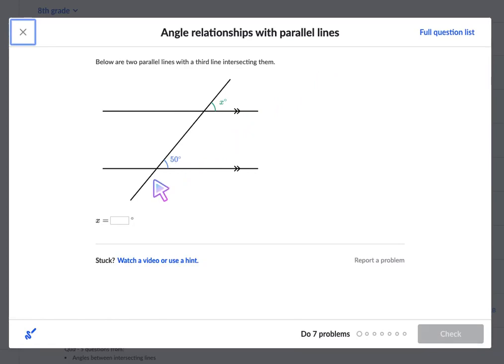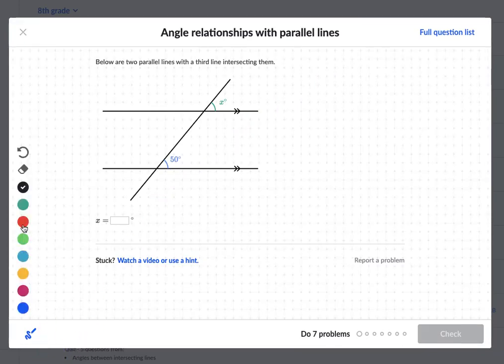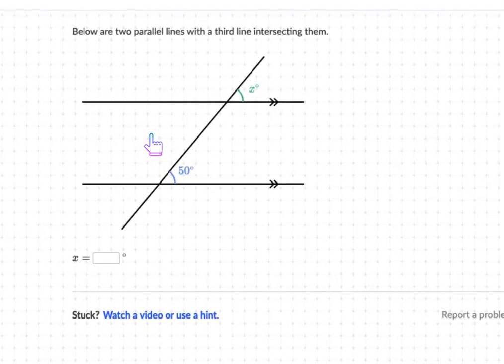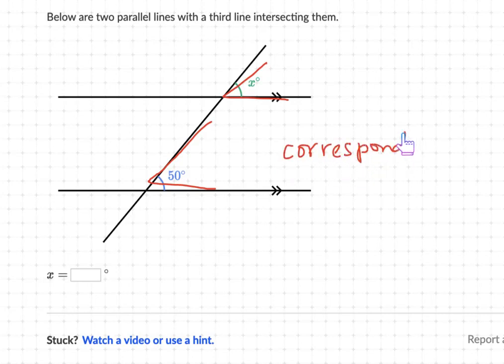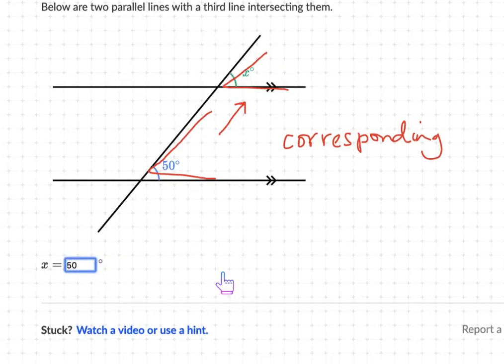Other type of problems you can work on Khan Academy are problems like this. It says below are two parallel lines with a third line intersecting them. We know that's called a transversal. What does x equal to? How many degrees is x equal to? Go ahead and pause the video and try it on your own. Okay, you should have seen that these two angles are corresponding. Corresponding angles are equal to each other because it's just like a translation. You're just sliding it over. So x should be equal to 50 degrees as well.